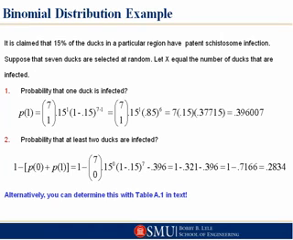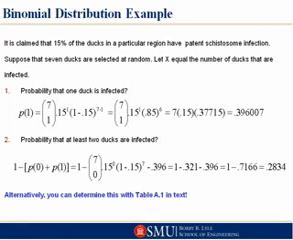And again, in class we'll go through a number of these to make sure you get the concept here. So it is claimed that 15% of ducks in a particular region have patent schistosome infection. I'm terrible at my pronunciation. I have said this every semester. I always get it wrong. So suppose that 7 ducks are selected at random.